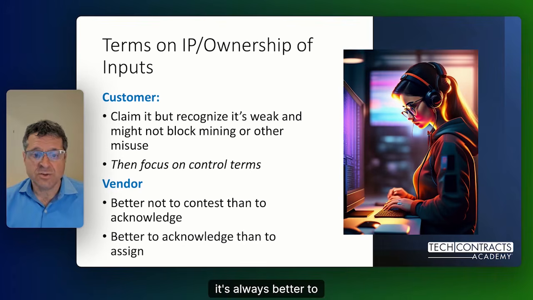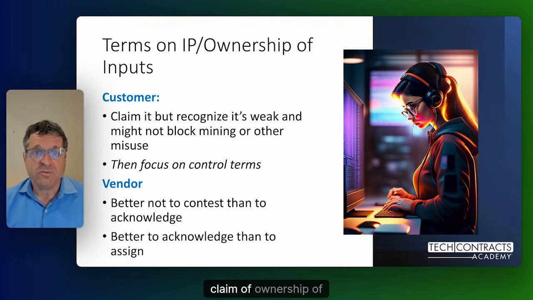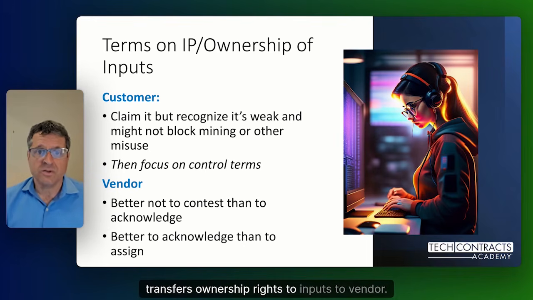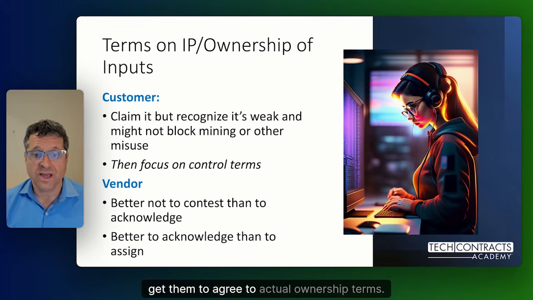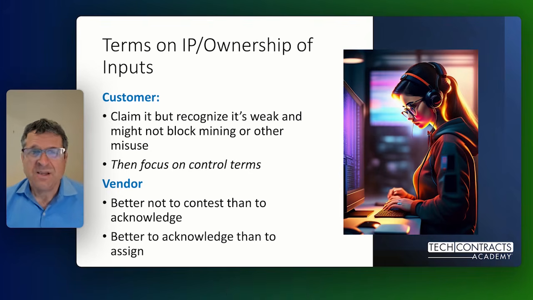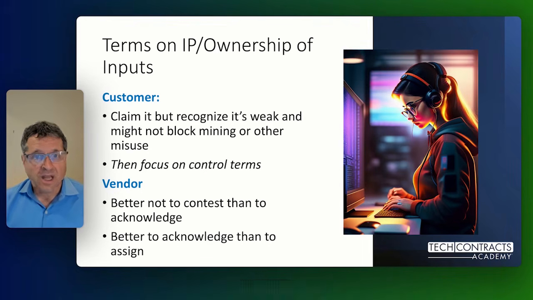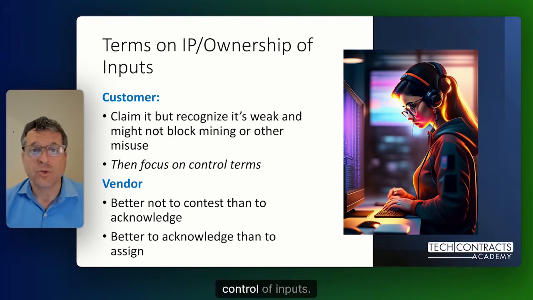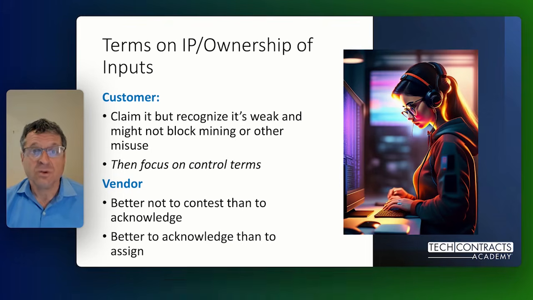Vendors, again, it's always better to not contest someone's claim of ownership of IP than to actually acknowledge it, and certainly better than to assign it. If you can just say something like, vendor makes no claim of ownership of inputs. Vendor makes no claim that this agreement transfers ownership rights to inputs to vendor. That should be enough. And if you're on the customer side, that's probably enough if you can't get them to agree to actual ownership terms. So again, inputs are not necessarily very heavily contested. You just need to understand the weaknesses in talking about intellectual property. Again, once you're done claiming ownership, allocating ownership, dealing with it, move on to what's more important, which is terms about control of inputs. Use the contract to substitute for the weakness of intellectual property and get real limits on use of input through control terms.